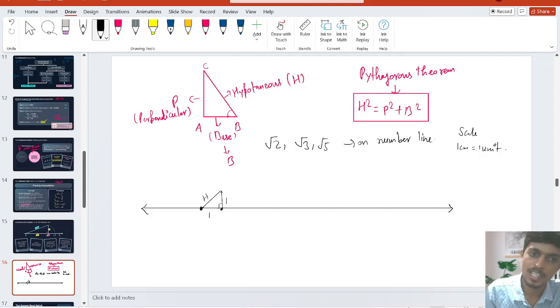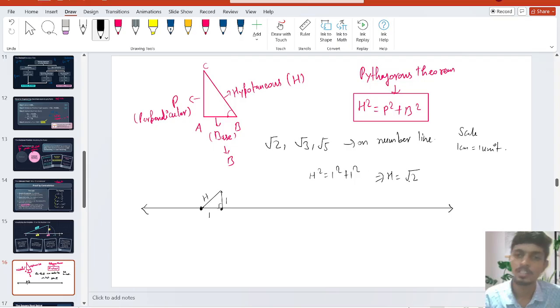What is this? It is H. H square is equal to 1 square plus 1 square, 1 plus 1 is 2, and taking the square root on both sides, you get H equal to under root 2. Using the compass, one needle is here and the second needle is here, and cutting by the compass, you get this point, which is under root 2.